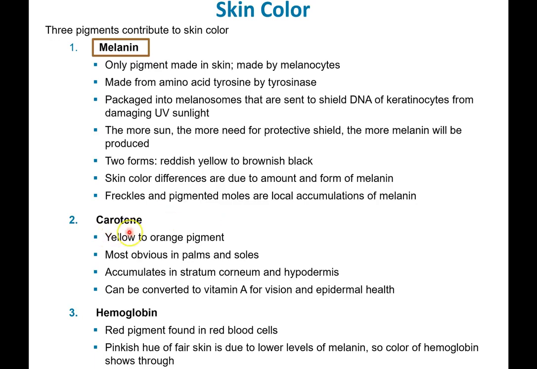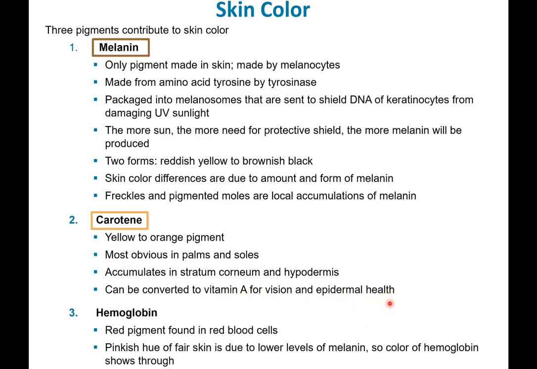The next pigment is keratin, which is a yellow to orange pigment. Keratin is most pronounced in the stratum corneum of the palms of the hands and the soles of the feet. It also accumulates in the hypodermis as well. Keratin can be converted to vitamin A, which is essential for vision and epidermal health.